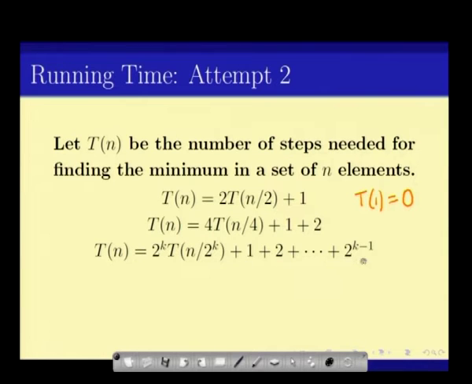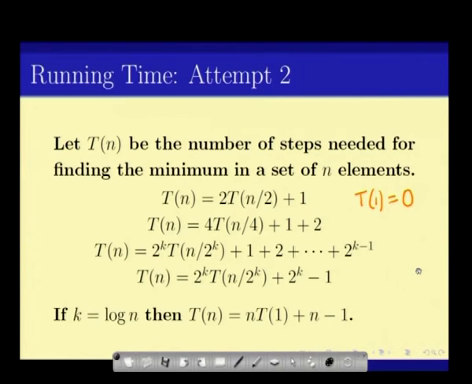Note that this long sequence of numbers is a geometric sum, and so we get T of n equals 2 to the power k times T of n by 2 to the power k plus 2 to the power k minus 1. Now, if you put k equals log n, then 2 to the power k becomes n. So, this becomes T of 1, which is 0, and so basically we get T of n equals n times T of 1 plus n minus 1. In other words, we get T of n equals n minus 1.